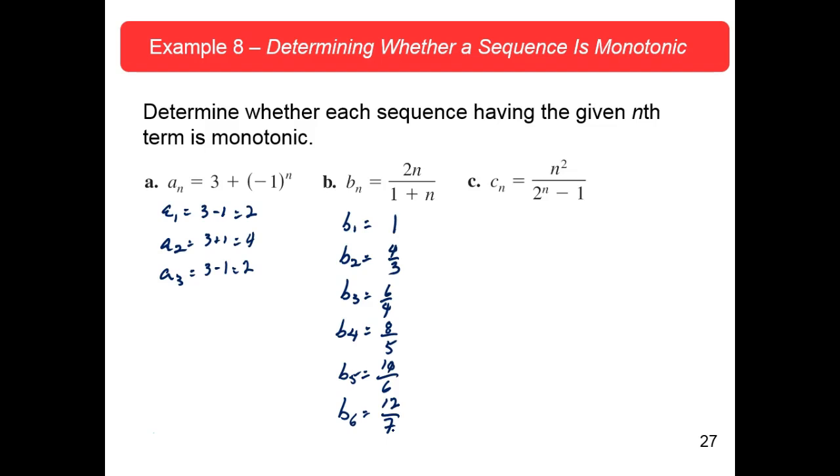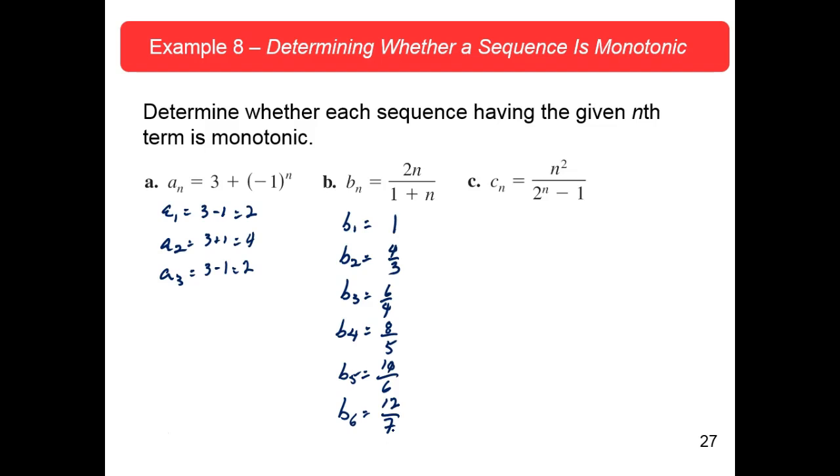This is 1, approximately 1.3, 1.5, 1.6, right? What was that, 12 over 7? Someone punch it in the calculator. 1.7. Okay.